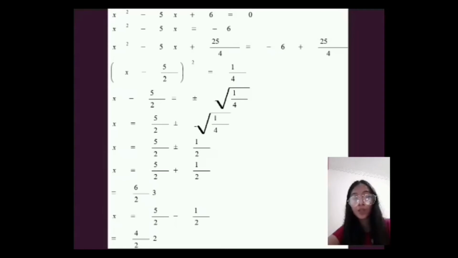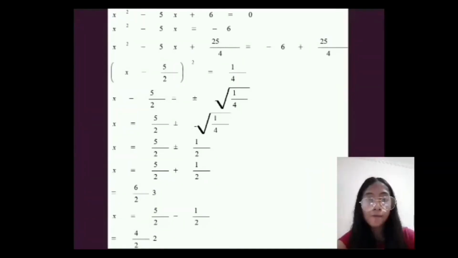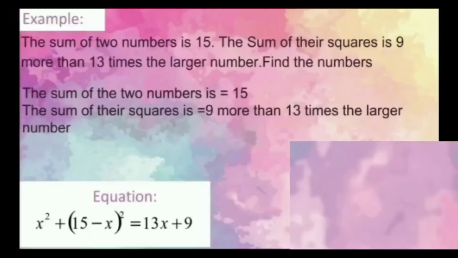So, first, let us solve for x equals 5 over 2 plus 1 over 2, then it is equal to 6 over 2. Then, divide 6 by 2, so it will be 3. Then, 5 minus 1 is equal to 4 and divide it by 2. So, it is equal to 2. So, therefore, the solutions are 3 and 2. So, now let's proceed to the next example.